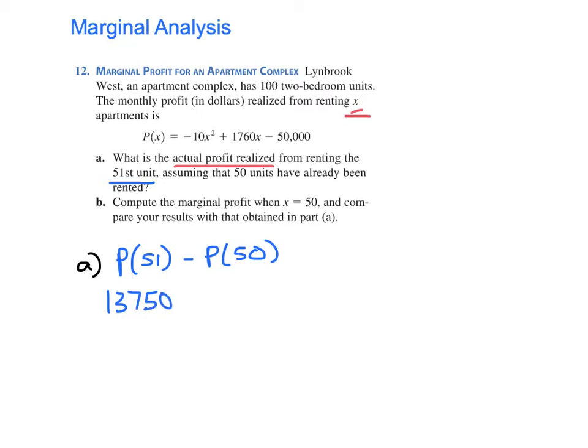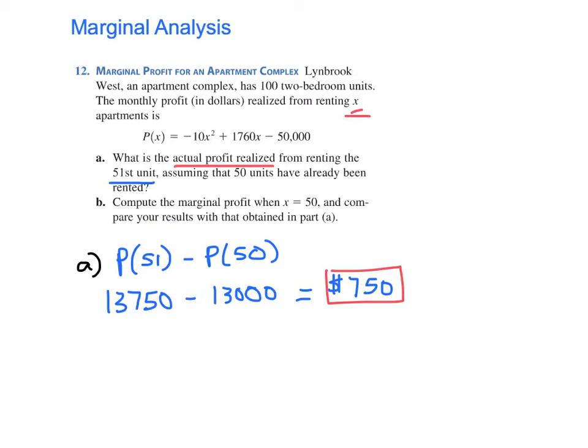$13,750. I also plugged in 50, and that amount came out to be $13,000. And when you subtract those, you can see you get $750. So the actual profit realized for renting the 51st unit, assuming 50 have already been rented, is $750.